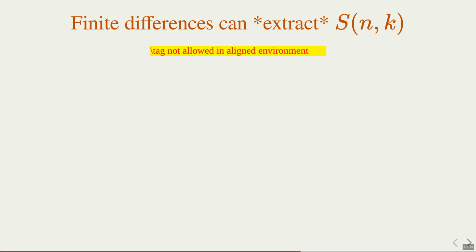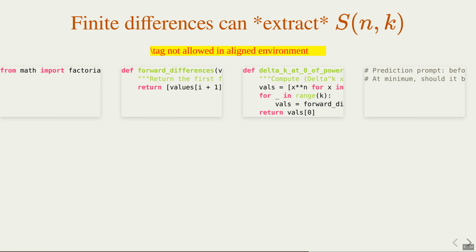There is a beautiful feedback loop here. Stirling numbers help you compute differences, and differences help you compute Stirling numbers. This formula says, if you take k forward differences of x to the n, and then plug in x equals 0, you get k factorial times the Stirling number s of n k. The code block shows how to do that numerically. Build the list of x to the n values, repeatedly take forward differences, and read off the first entry. Then divide by k factorial to get s of n k.